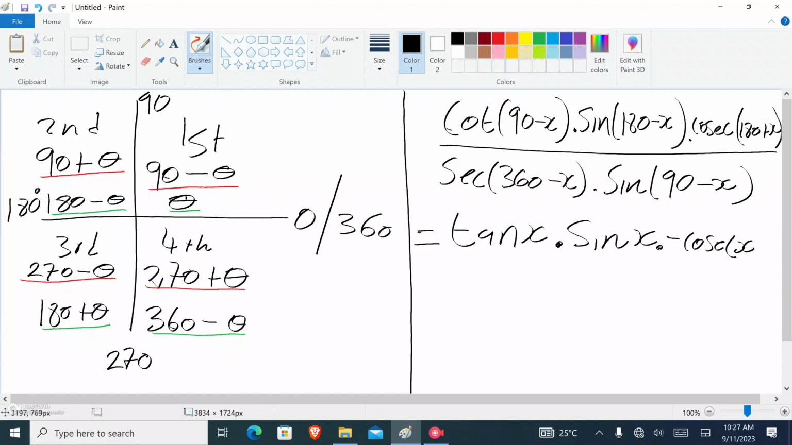Now, some of you may wonder, why don't you change cosec and write sec? Remember, this is the 180 rule. With the 180 rule, we don't change the trigonometric function.